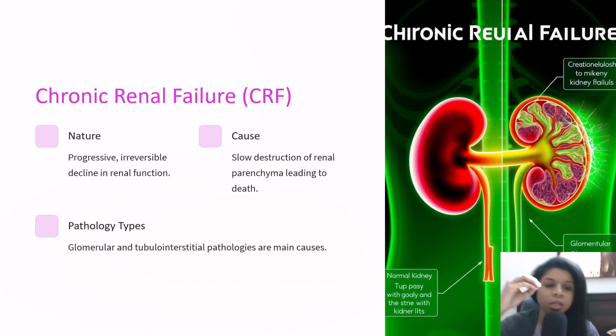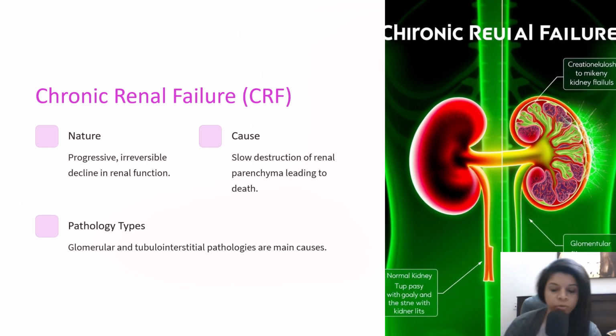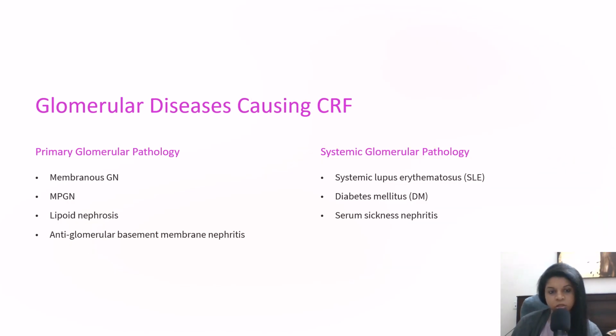So, chronic renal failure is slow, progressive, irreversible deterioration of renal function in which there is destruction of renal parenchyma, which can ultimately lead to death. There are two types of etiologies, that is glomerular and tubulointerstitial pathologies. Once more, it is progressive, slow, irreversible deterioration of renal function along with the destruction of the renal parenchyma. And then etiology is divided into glomerular and tubulointerstitial pathologies.